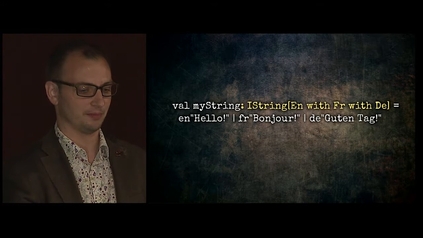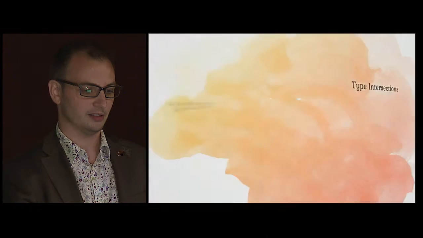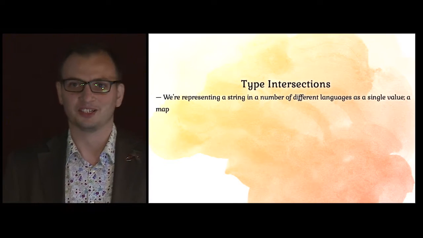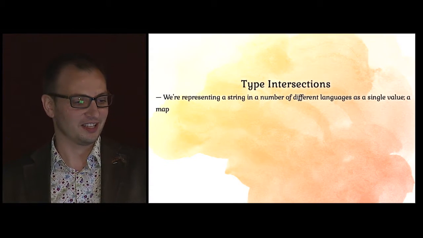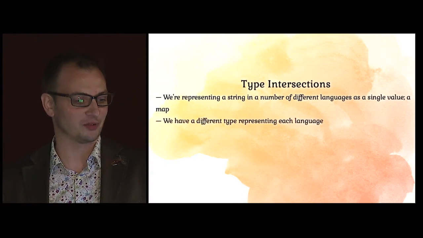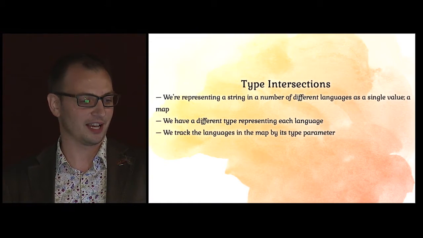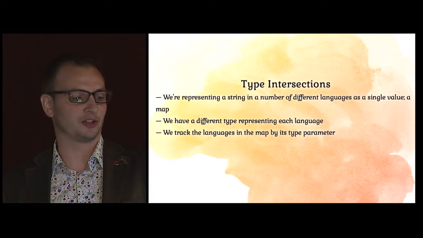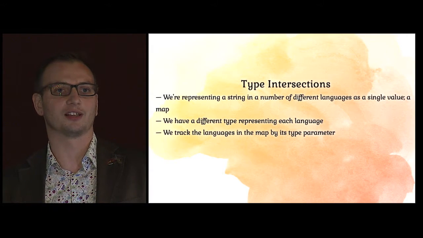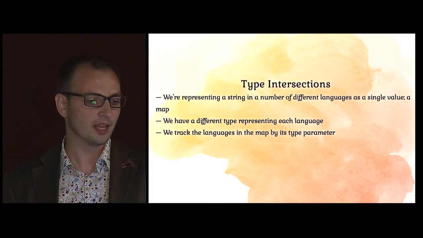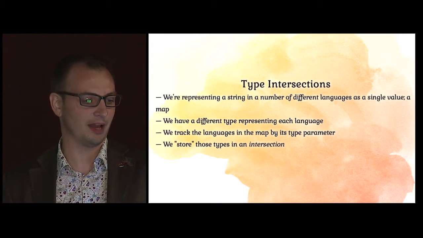English, French, and German. Now what that means... Oh, no, let's look at some bullet points, which will probably just reiterate what I've just said. So we're representing a string in different languages with a single value, which is a map, and different types representing each language. And we are tracking, or we're storing those types in an intersection. That's the width. And that is a type parameter to the map.